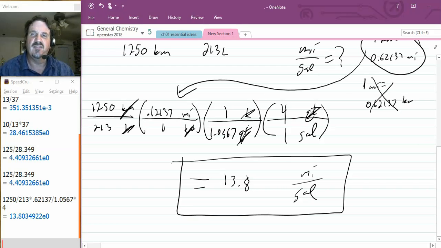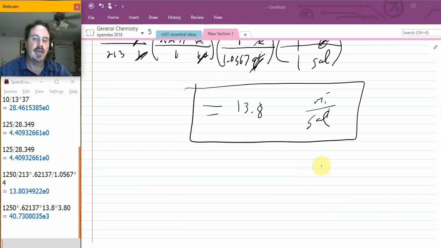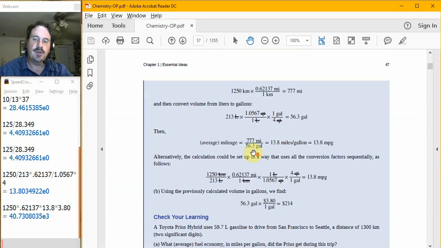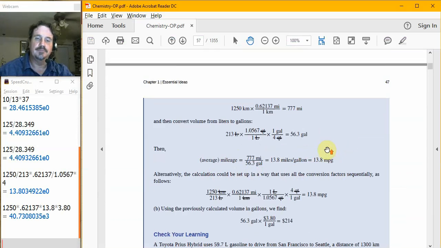Yeah, that Lamborghini didn't get very good gas mileage, did it? Let's just check that number with the book. See if we get the same thing. Yeah, there we go. They also got 13.8 miles per gallon.